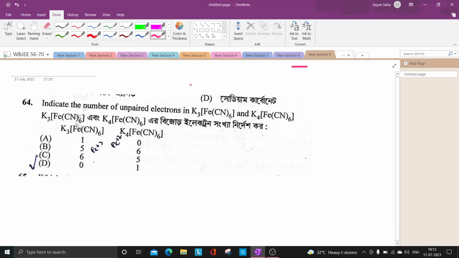Now come to the next question. Indicate the number of unpaired electrons in K3[Fe(CN)6] and K4[Fe(CN)6]. What is the atomic number of Fe? It is 26. So I can write neon. Is it neon? No, sorry, it's argon, into 4s2, and 3d, how much? 6.